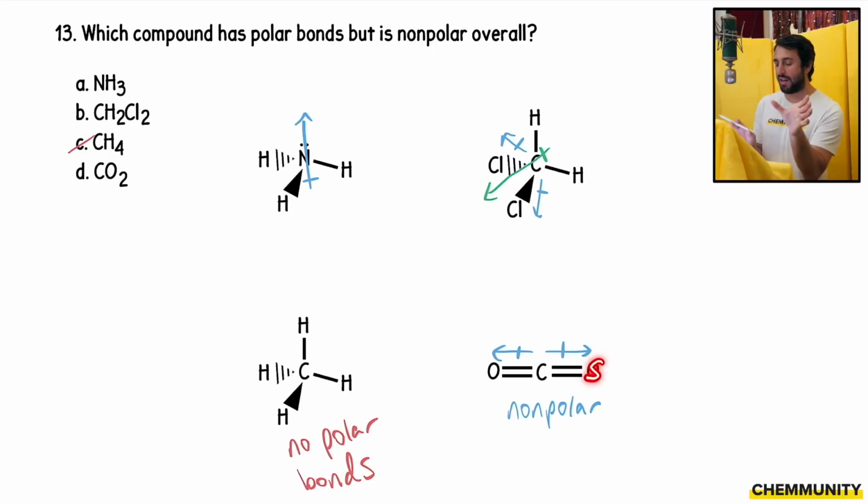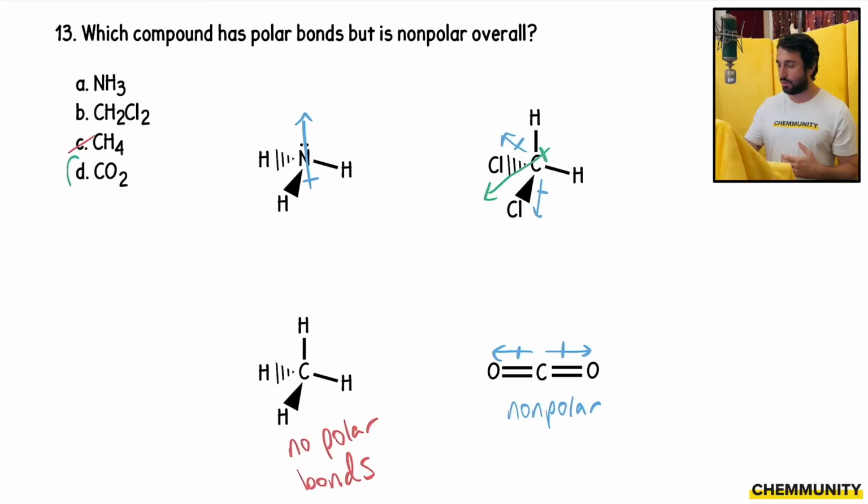We would have one bond dipole being longer and stronger than the other one, so it would retain some polarity overall. But these are exactly the same. It's C double bond O and C double bond O. If they were pointing in different directions, then we could retain a net dipole just like CH2Cl2. But because they are of the same magnitude and in precisely opposite directions, they cancel out completely.